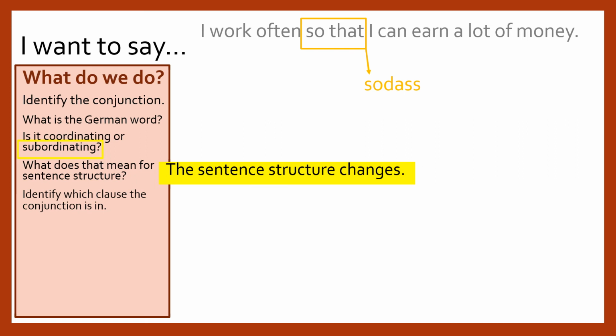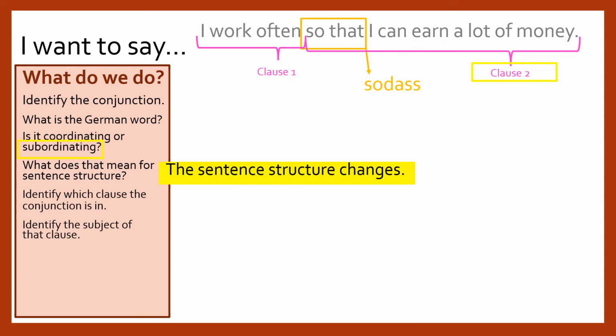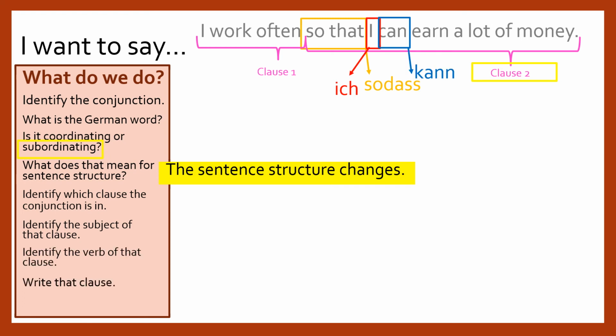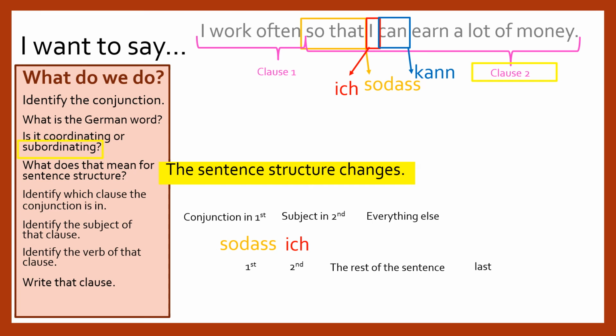We are going to identify which clause the conjunction is in this time. Is it in clause 1 or clause 2? It is in clause 2. So we need to look at just clause 2 to start with. We're going to identify the subject of that clause, ich. We're going to identify the verb, kann, and we are going to write just that clause. So in first position, we have the conjunction, so dass. Second, we have the subject, ich, then the rest of the sentence, everything else that we didn't point out before, viele Geld bekommen, and then last at the very end, the conjugated verb, kann. So: "so dass ich viele Geld bekommen kann."